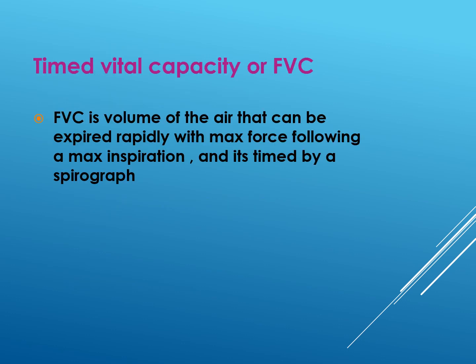And the next is timed vital capacity or forced vital capacity. It is the dynamic lung volume and capacity. So what is it? It is the volume of air that can be expired rapidly with maximum force following maximum inspiration. And the volume of air expired can be timed by recording the vital capacity on a spirograph moving at known speed.